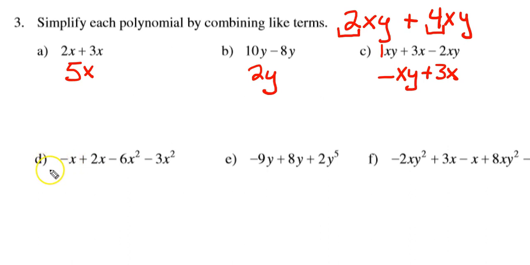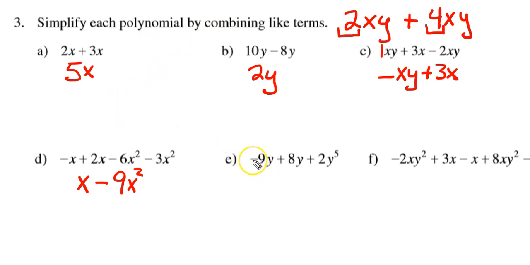Now, as we look at letter D, we might say, which are the like terms? Well, x to the first. So again, we have a negative 1x and a positive 2x will leave us with a 1 that we don't write, x. And then we have a negative 6x squared and a negative 3x squared. We just add the numerical coefficients, giving us a 9x squared. Remember, the variables don't change when we're just adding or subtracting them.